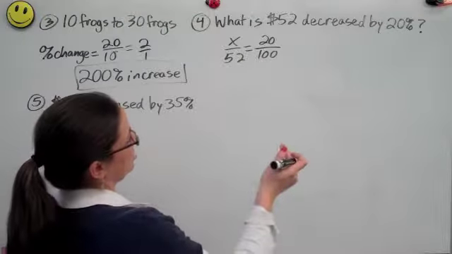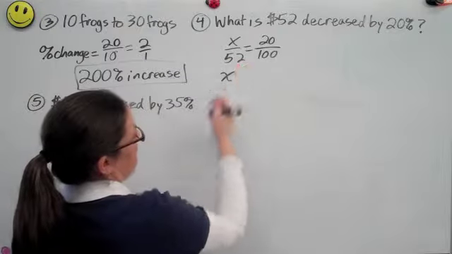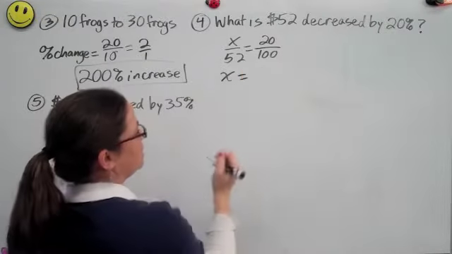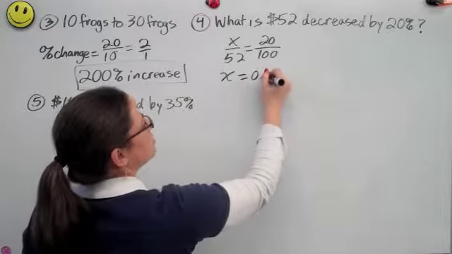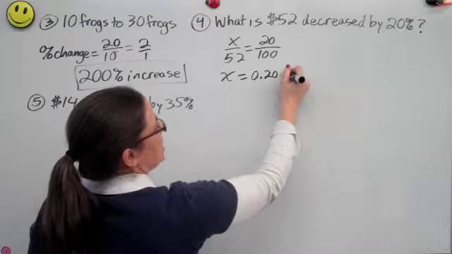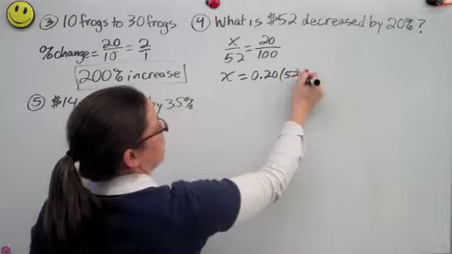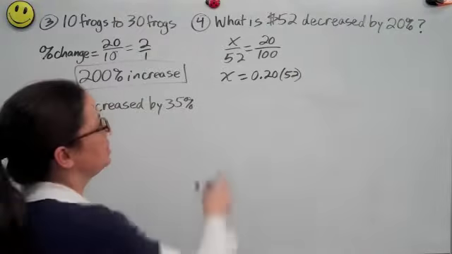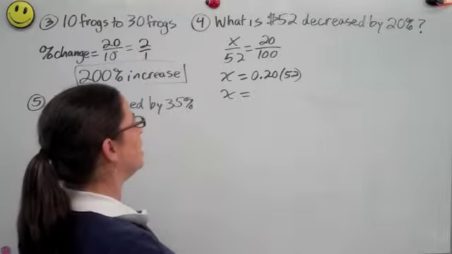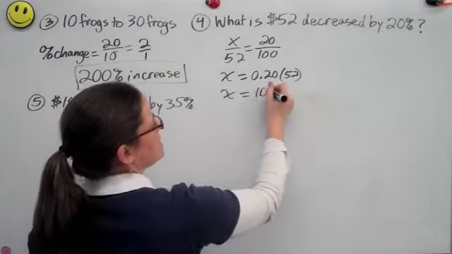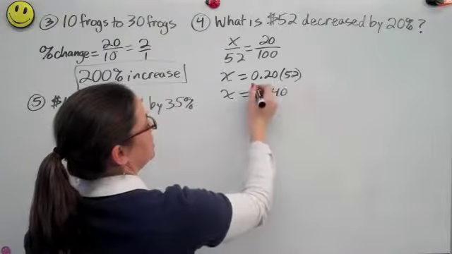A lot of us think of it as x is 52 times 20%. So if I wanted to figure out 20% of 52, I could do this also. Either of these will end me up with x is $10.40.